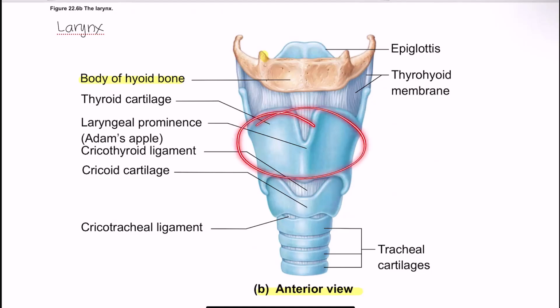So the first big piece of cartilage here is called thyroid cartilage. Thyroid cartilage makes up the biggest portion of the larynx, and it also has the laryngeal prominence. The laryngeal prominence is this pointy bit right here, and that's where the Adam's apple is.